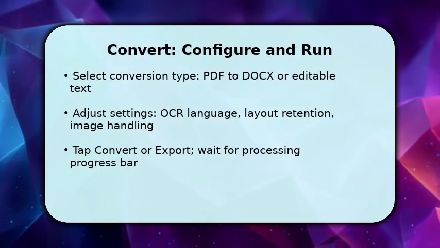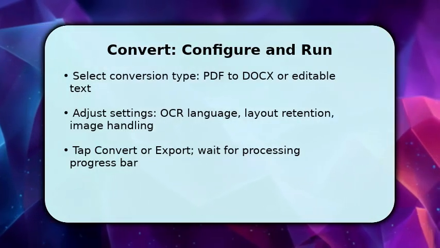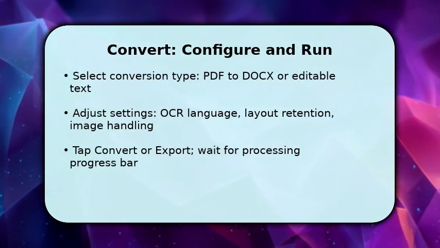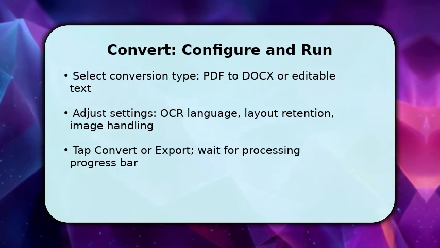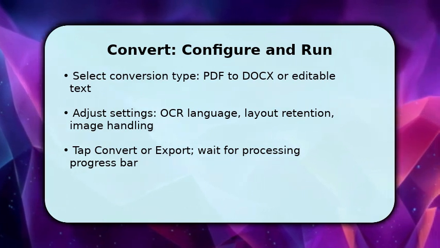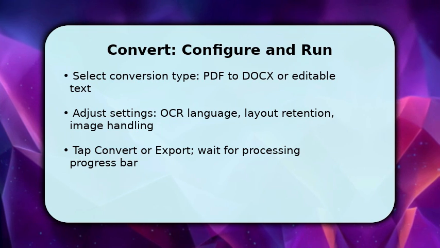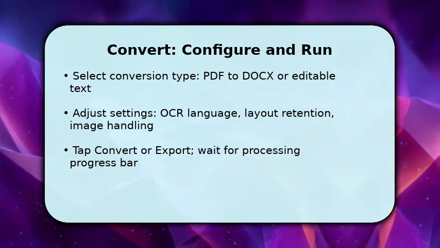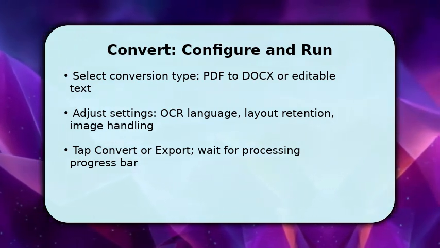Now you adjust conversion settings to match your needs. Pick PDF to DocX for best Word compatibility, or enable OCR if the PDF is scanned. Choose the language and whether to keep original layout and images, because these control accuracy and file size. Then tap Convert or Export and monitor the progress.